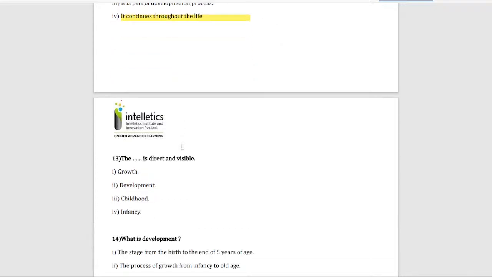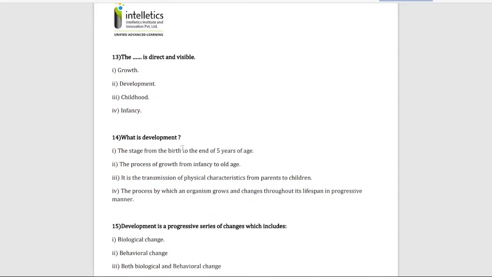Question number 13. The dash is direct and visible. First, growth. Second, development. Third, childhood. Fourth, infancy. So dash is direct and visible. And the answer to this question has to be, any guesses? Growth. So growth is direct and visible.